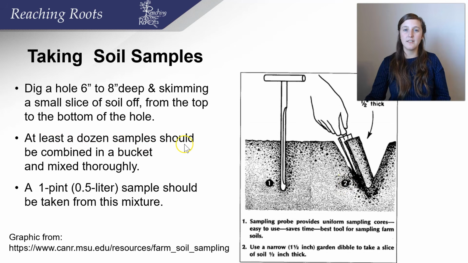You want to take at least a dozen of these samples and combine them in a big bucket, stir it around, and then depending on where you're getting your soil tested, they'll usually ask for a half liter sample, put it in a bag, and you send it into them.